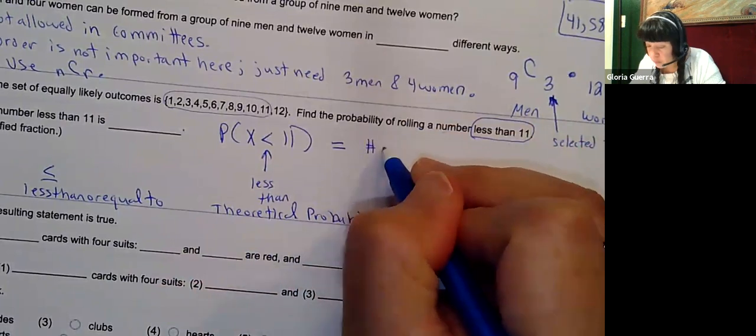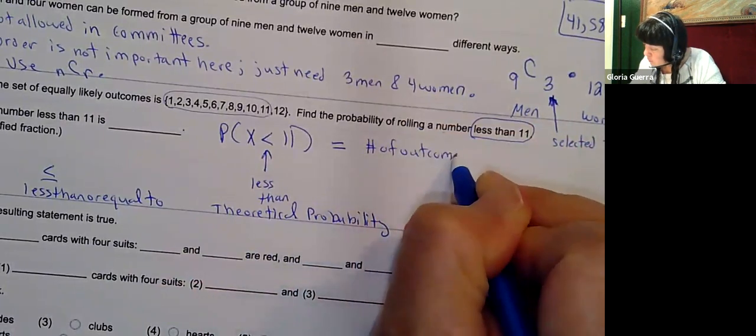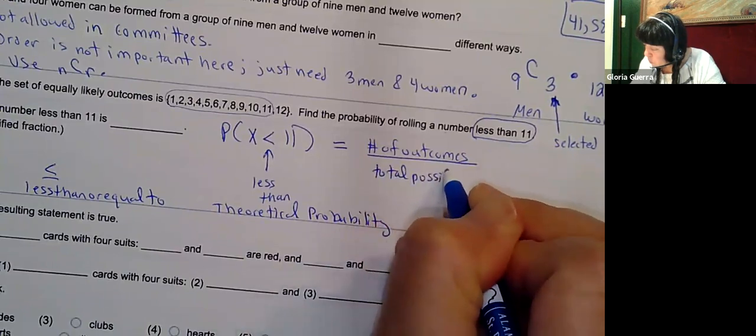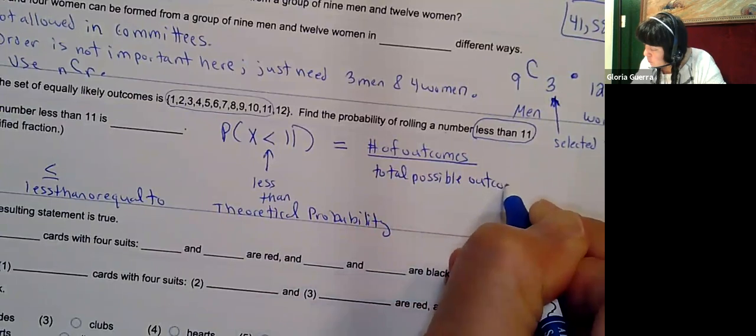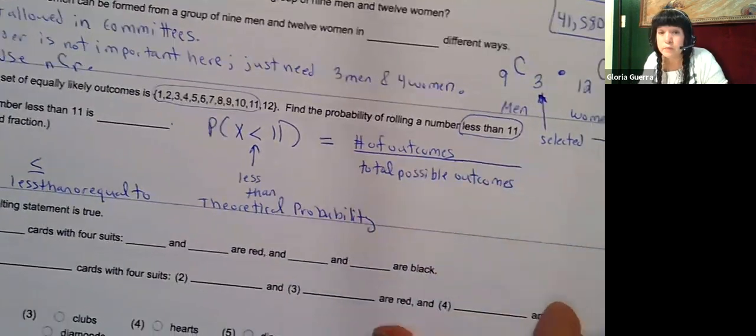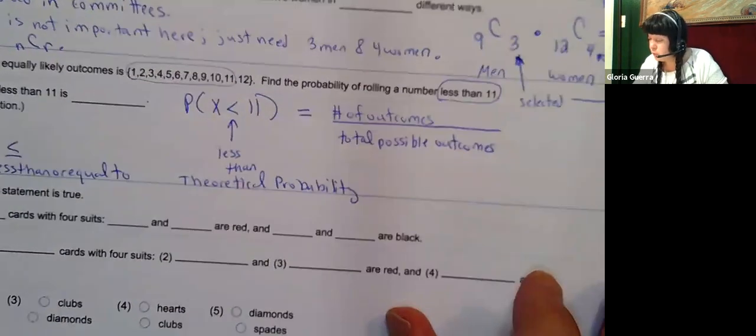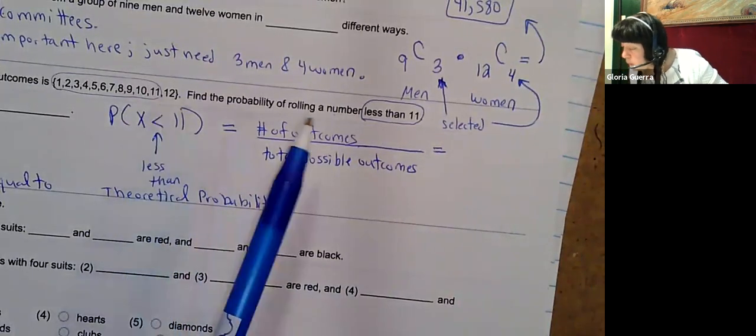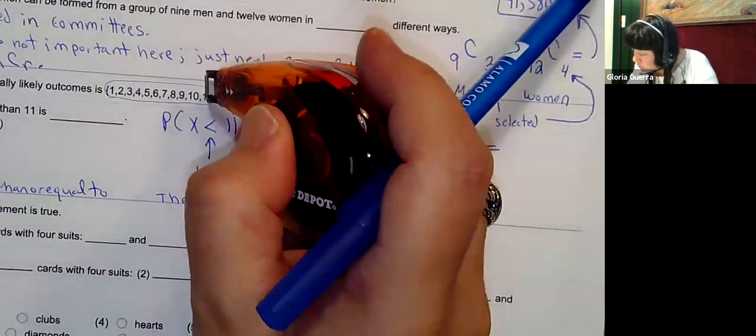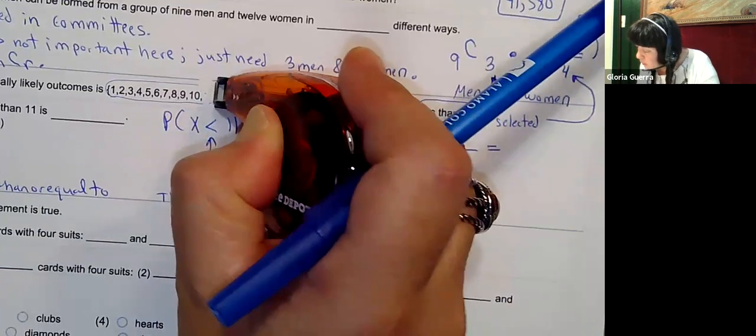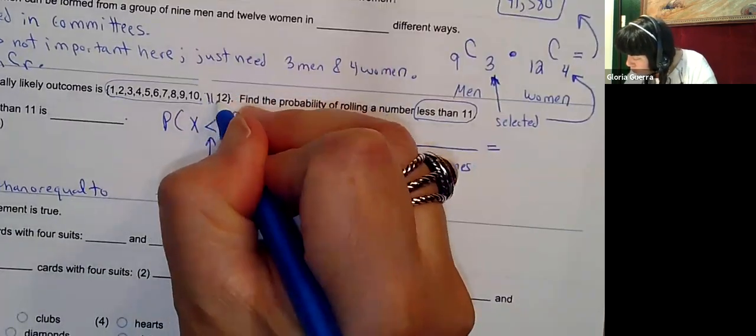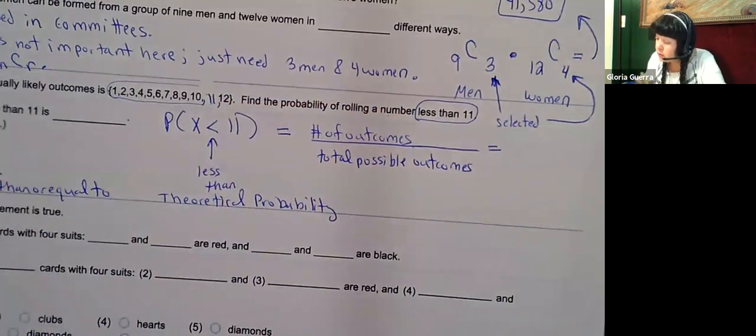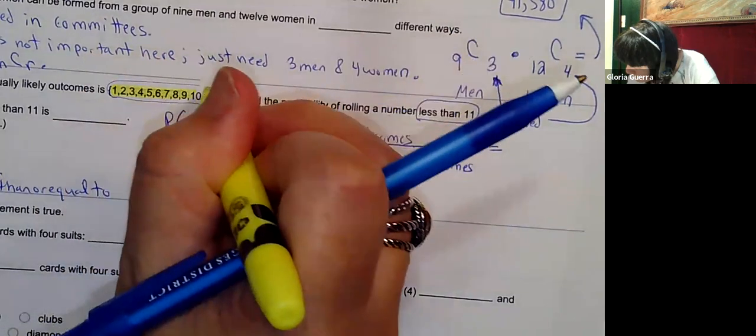So I'm going to put here number of outcomes over total possible outcomes. So for us, the number of outcomes would be 11. Let's see, the probability that it's less than 11. Oh, okay. Actually, sorry, I made a mistake. I don't want to include 11. It's less than 11. It didn't say less than or equal to 11. So I'm going to highlight those.